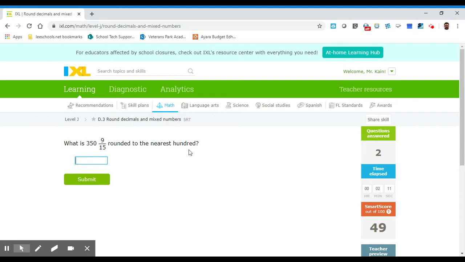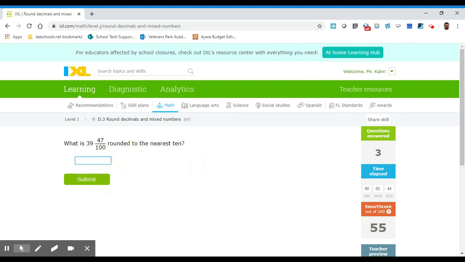To the nearest hundred. Okay, so now we look at the hundred place, which is 3, right? And we're looking at the number next door, which is the 5. If this number is 5 or more, we're going to bump this up because remember, it has to be at least halfway to the next 100, and 50 is the next halfway to the next 100. So 350 rounds to 400. We bump up that 3.